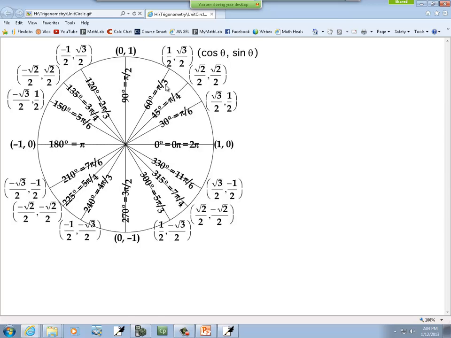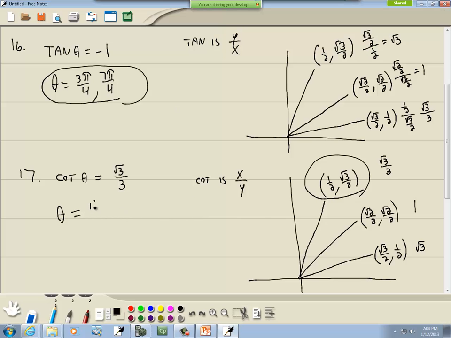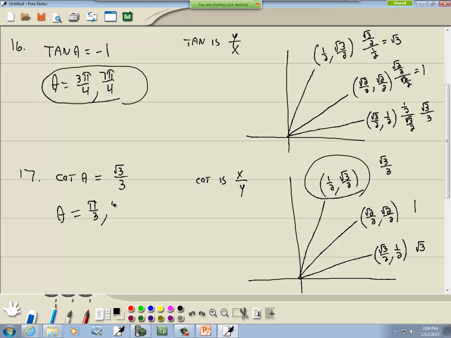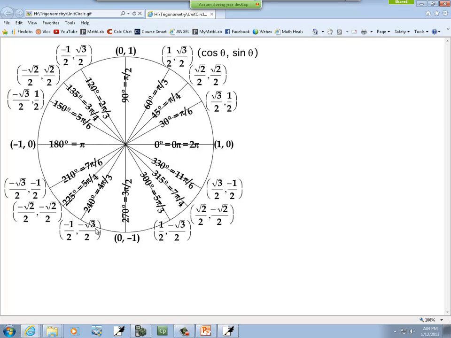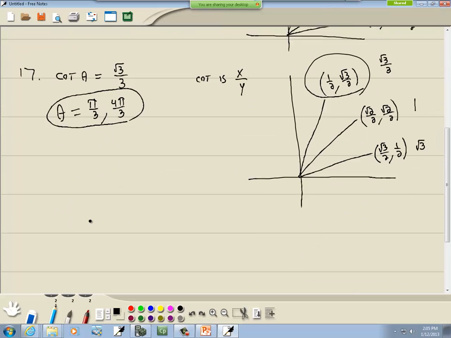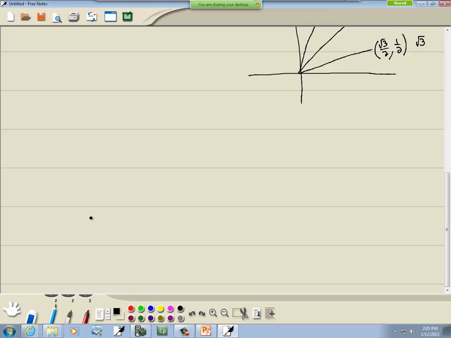obviously this is one of them, pi over 3. And our other place is down here. And again, we're looking for the 1/2, square root of 3 over 2. 1/2, square root of 3 over 2. That'd be 4 pi over 3. Now again, x over y. If I were to put this x over this y, negative over negative becomes positive. Let's take a look at the next one.